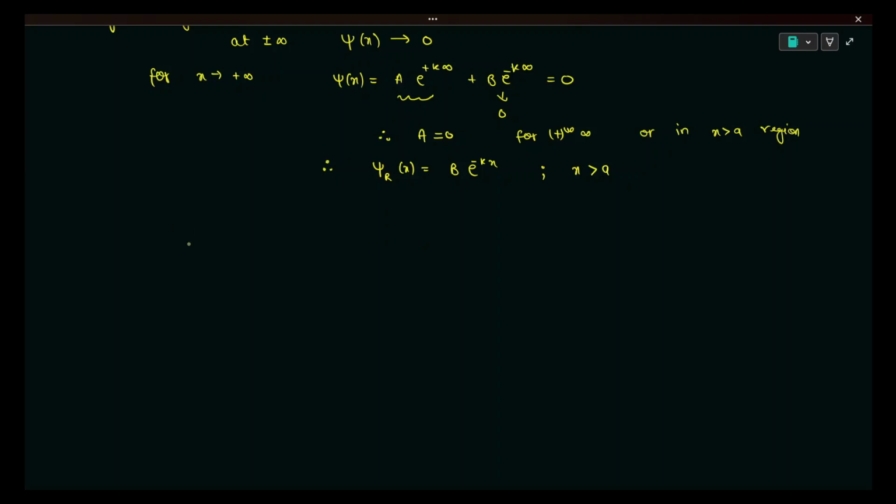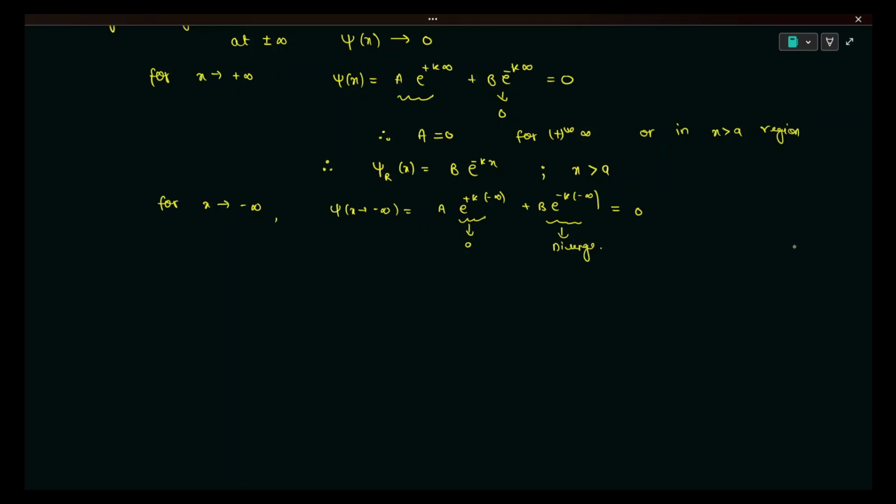So what will be the wave function for the Dirac delta potential? Now for x tending to minus infinity, I can write A e raised to power plus k minus infinity plus B e raised to power minus k minus infinity. It should be 0. Now if you see here, this term will anyway go to 0, while this term will diverge.